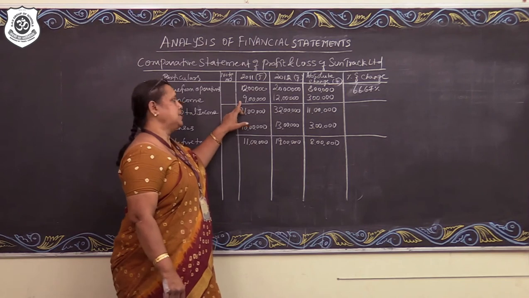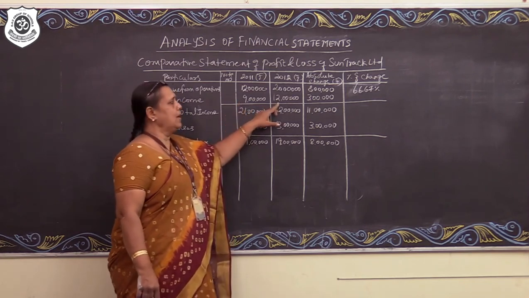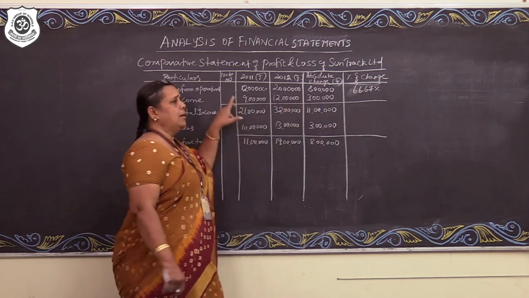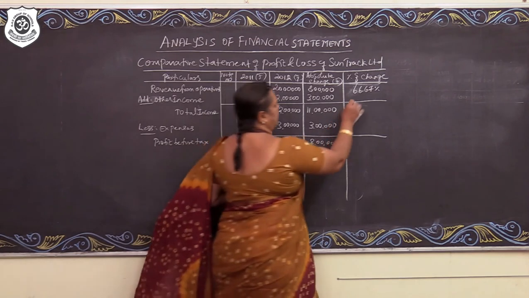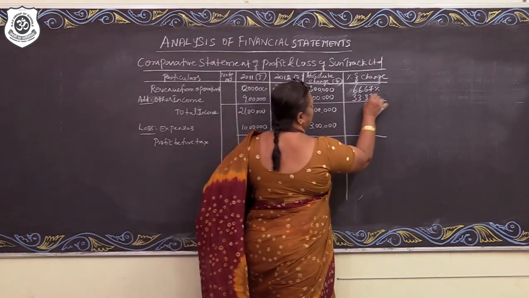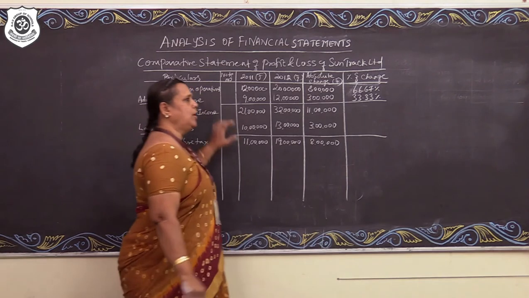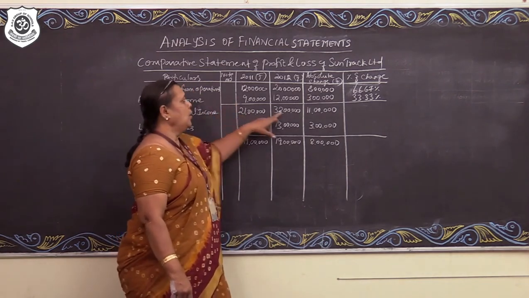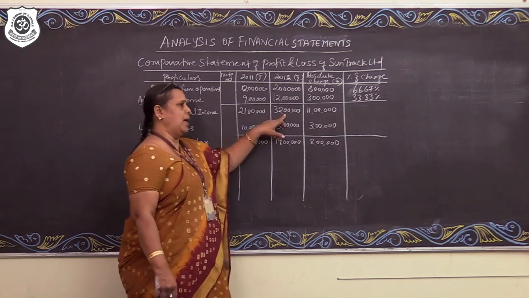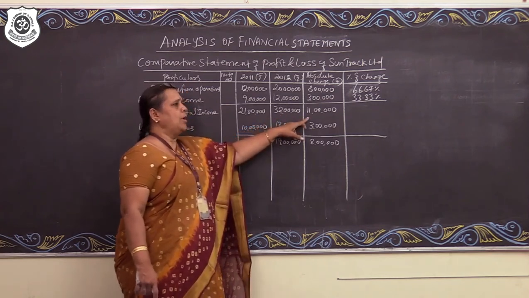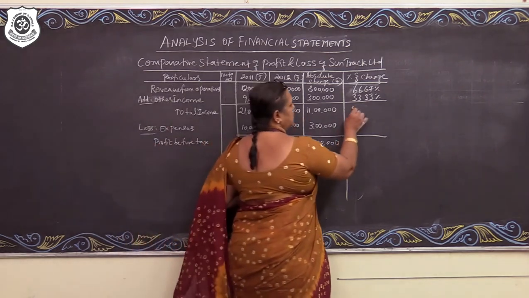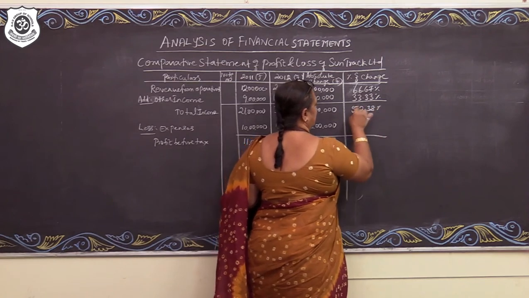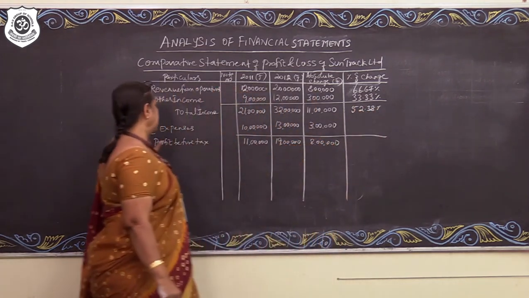The next one, other income. Base year is 9 lakh rupees, current year is 12 lakh rupees. So, there is an increase to the extent of 3 lakh rupees. 3 lakh divided by 9 lakh into 100 gives you 33.33%. The total income for the base year is 21 lakh. Total income for the current year is 32 lakhs. There is an increase to the extent of 11 lakhs, which gives you the percentage of 52.38%.